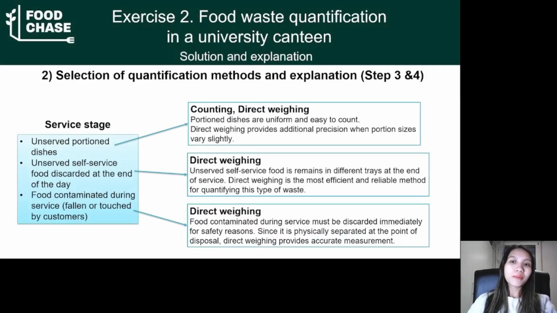The over-preparation, so the overproduction, is translated into unserved food. In the service stage, the unserved portioned dish can be quantified by using the counting method because the dishes are uniform and can be easily counted. Direct weighing can be an additional method because it provides additional precision when portion size varies just slightly.